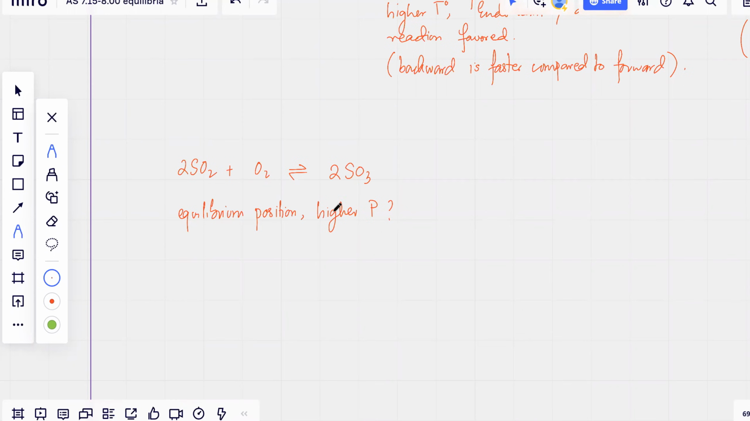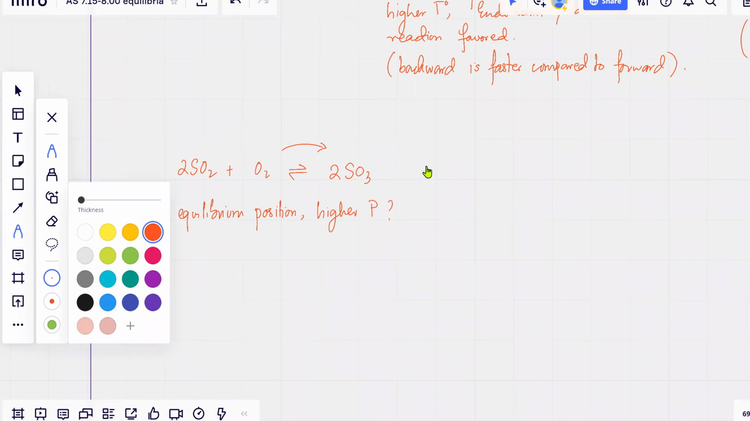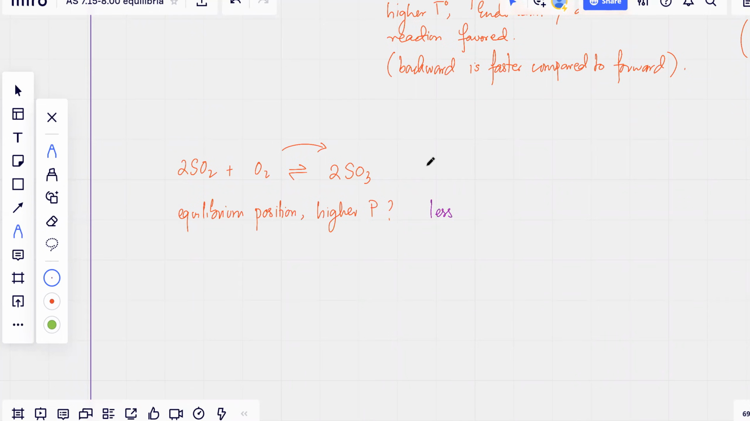Okay, so higher pressure, you're basically compressing it, you're squeezing it, so there's less room for gas to be formed. This side has more gas, this side has less gas, so it's going to move forwards, the less gas moles side. So the answer for that would be: less gas moles side is going to be favored, which is the forward reaction. So that's question number one.